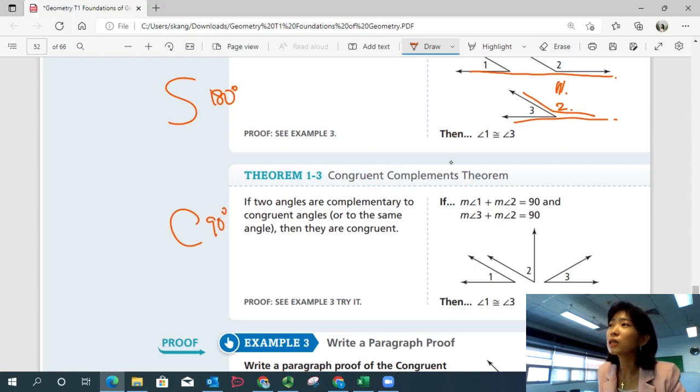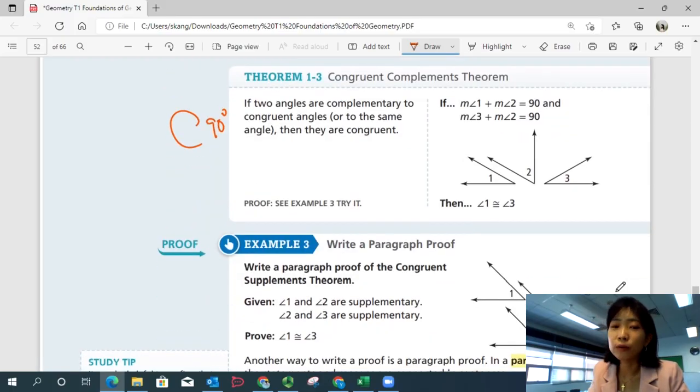Okay? So the theorem says if there are two angles that are complementary to the same angle, then they're congruent. Okay? Because in the same reasoning, there's only one angle that could be a complementary angle to the same angle. So if they're complementary to the same angle, then they must have the same measurement and they're congruent by definition of congruent angles. Let's prove that in example 3.